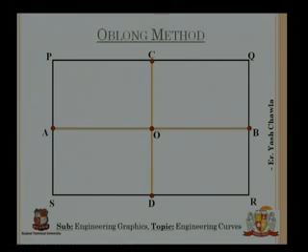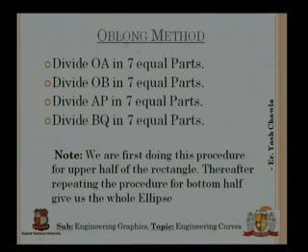Okay. Now what we are going to do is divide these sides. First we are going to consider just the upper portion, then we will go to the lower portion. So AP and AO into equal parts and OB and BQ into equal parts. To be specific, we will be dividing them into 7 equal parts: OA into 7 equal parts, OB into 7 equal parts, AP into 7 equal parts and BQ into 7 equal parts. Now you should note, we are doing this for the upper side of the rectangle. Then if we repeat this procedure for the lower half of the rectangle, we will have the points which are there on the ellipse on the lower part.